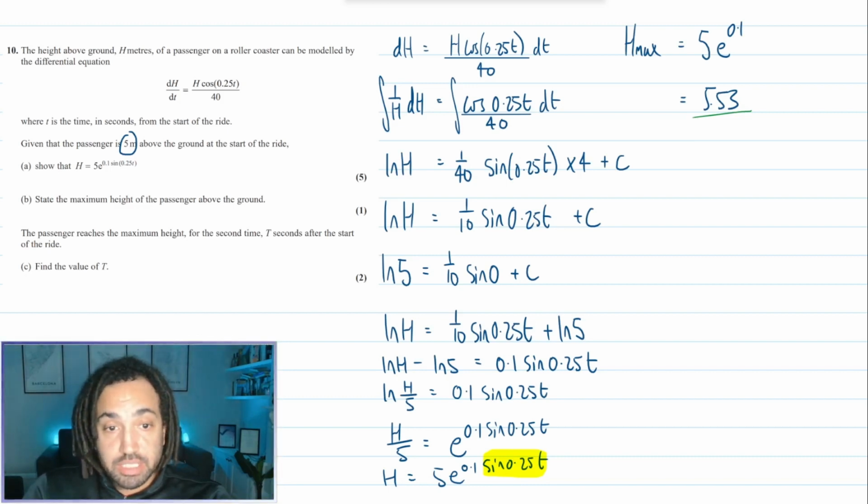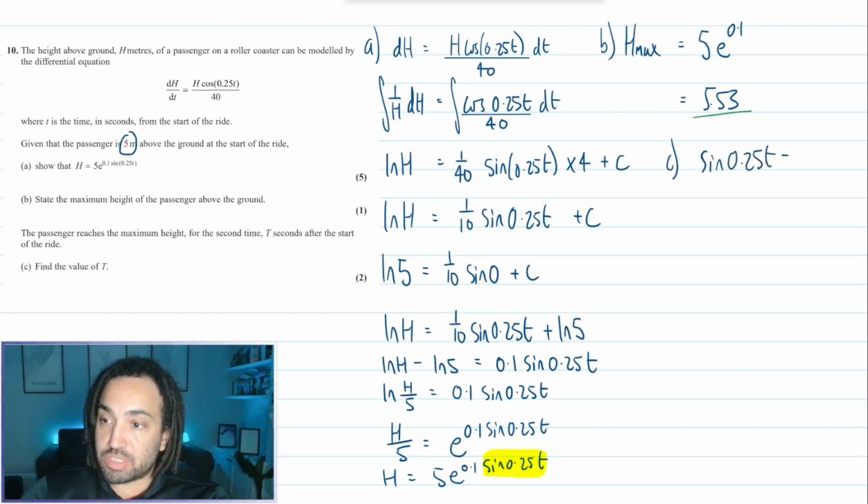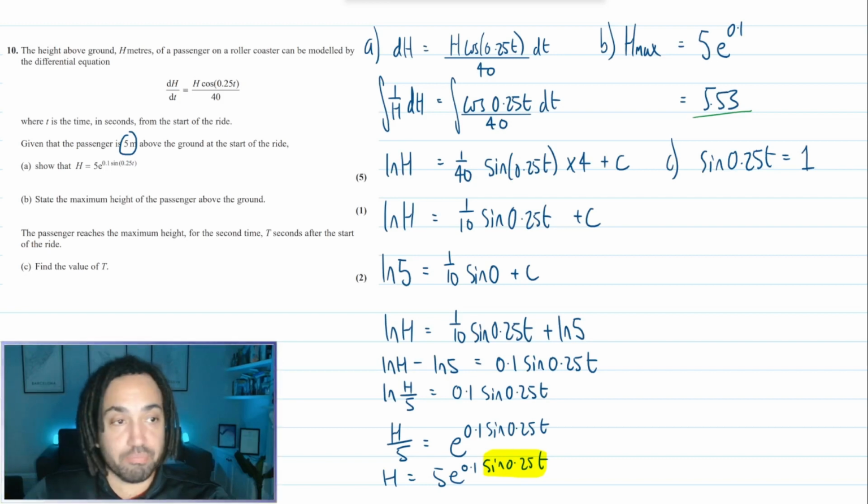Okay, carrying on, it says the passenger reaches the maximum height for the second time t seconds after the start of the ride. Find the value of t. Right, so like I said before, its maximum is when the sine function is equal to 1. So that's all I need to solve to find the maximum, just when that sine function equals 1.